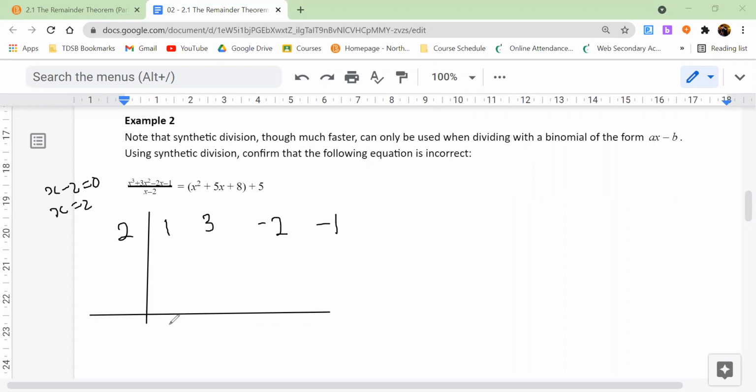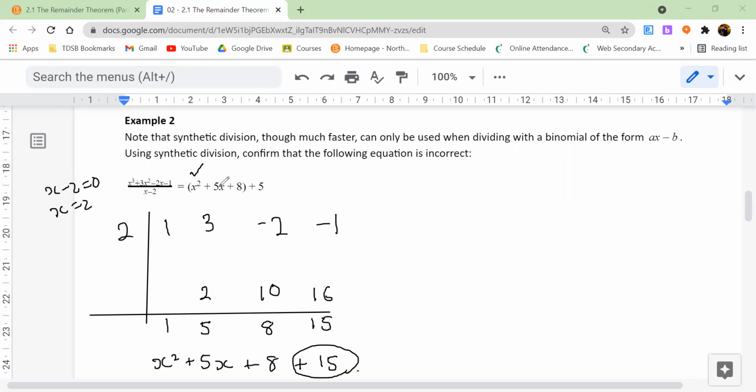Okay, first number is an exception. Drop it down. Multiply. Add 5. Multiply. Add. Multiply. Add. There you go. That means the answer should be x squared plus 5x plus 8, with 15 as my remainder. X squared checks out, 5x checks out, 8 checks out, but that thing is wrong.